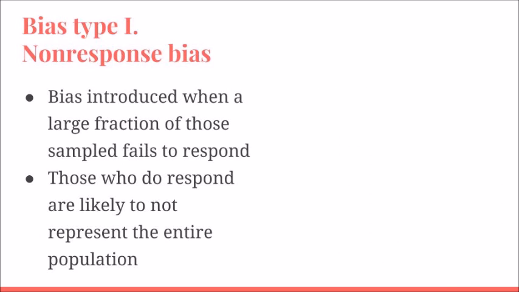Bias type 1 is non-response bias. It is a bias that is introduced when a large fraction of those sampled fails to respond, and those who do not respond are likely to not represent the entire population. It's basically saying that the sample is invalid and inaccurate because there was an error caused by people who didn't answer the survey questions.